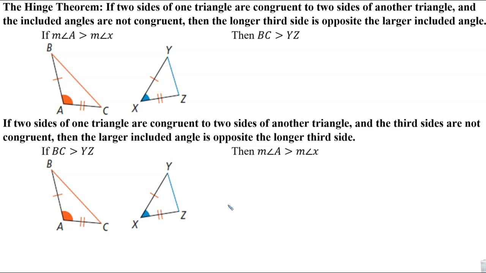Okay, the converse of that theorem just says essentially the same thing. If two sides of one triangle are congruent to two sides of another triangle, and the third sides are not congruent, so again, two sets of sides with third sides not congruent, then the larger angle is opposite the longer third side. So again, since BC is my longer side, I know that angle A across from it will be greater than X, which is across from the smaller side. All right, once again, the bigger sides are across from bigger angles, smaller sides across from smaller angles. Just looking at that same relationship with two different triangles.